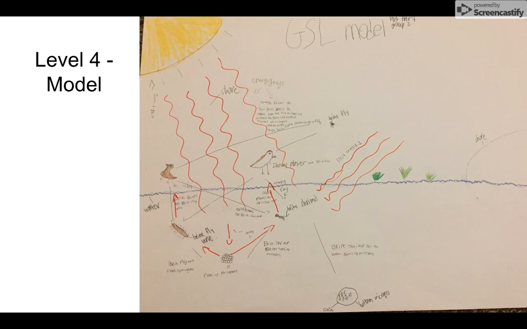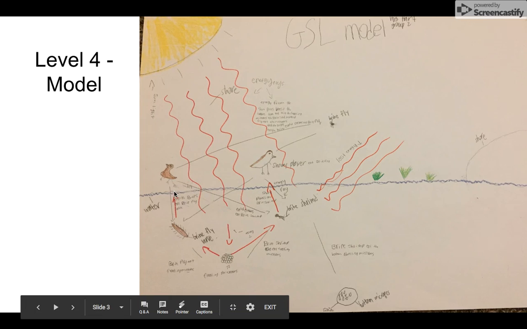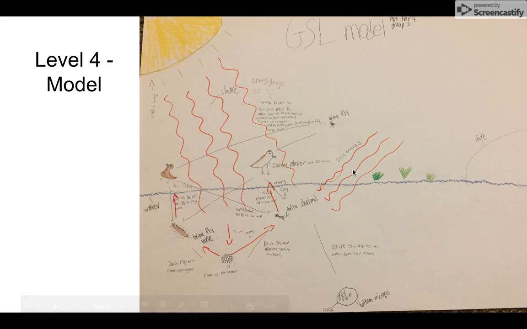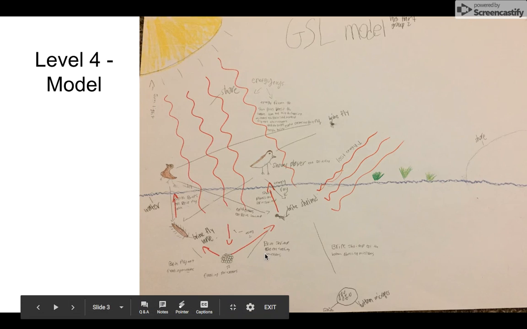A level 4 model would be taking it to the next level. Again, we still have our non-living energy source. This brings energy to our food web, but it also includes how energy is lost through the food web, including how it's lost along the way.